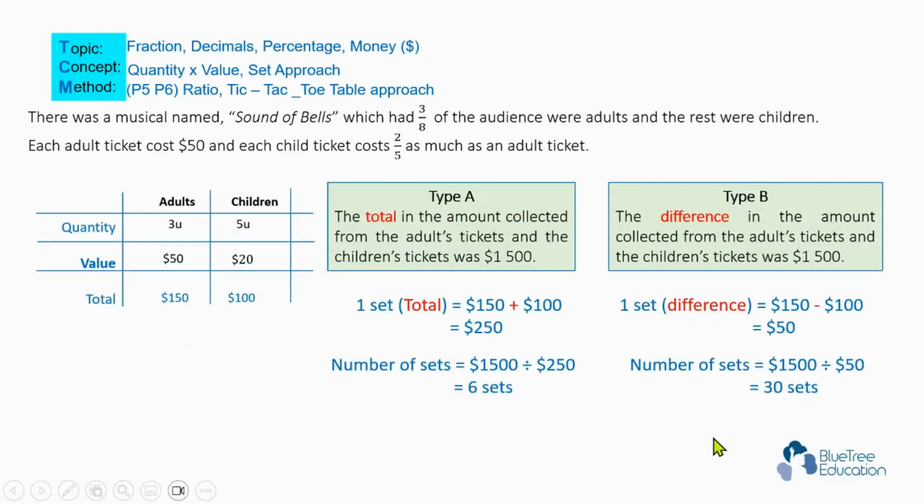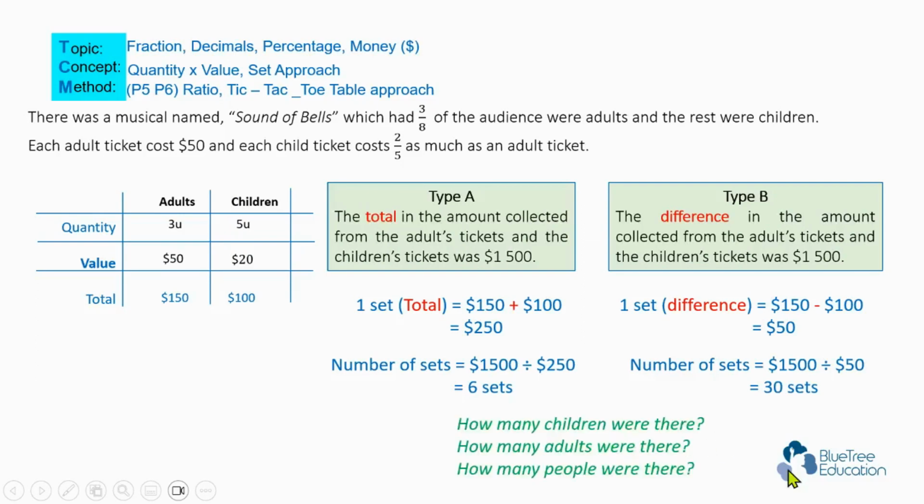We consolidate and summarize what type A and type B mean. If I were to ask for the number of children, just take the number of groupings, 6 times 5. If they're asking for how many adults, then 6 groupings times 3. How many people are there? 6 groupings times 8, because the denominator is 8.